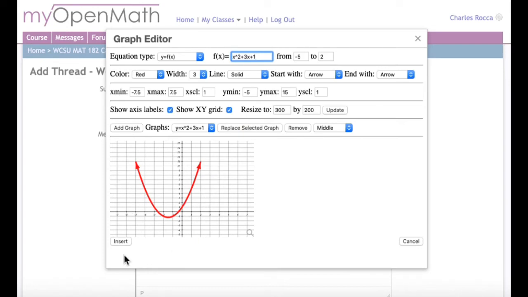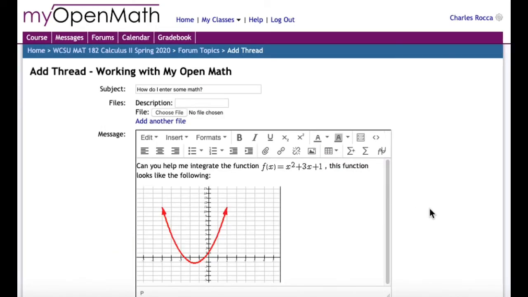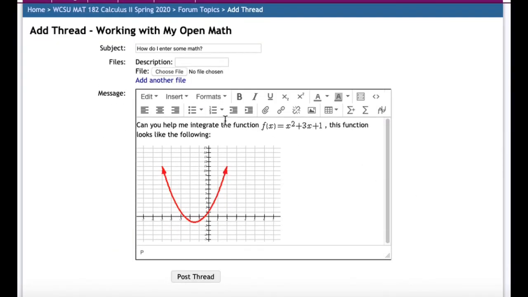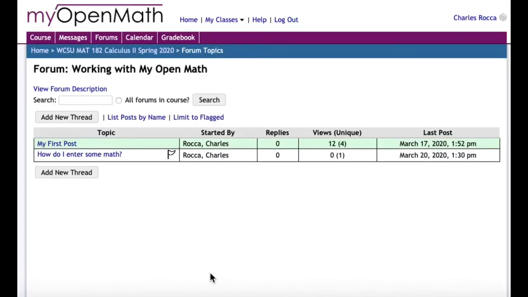Now that looks a little better. It looks like the parabola we expect to see. So we insert the graph. We check that it says what we want it to say in the question. And then we could post our thread.